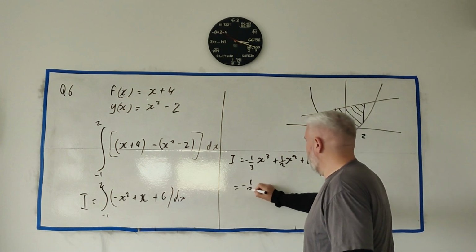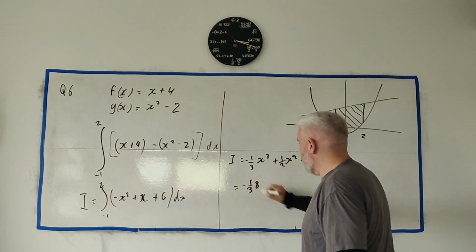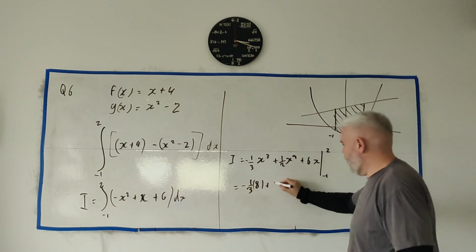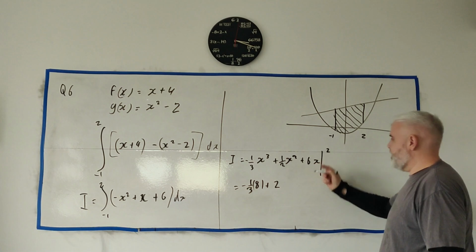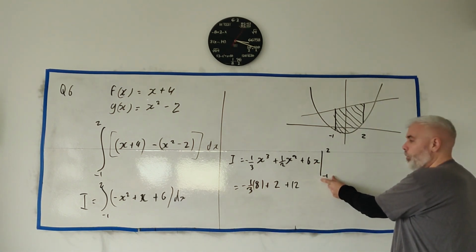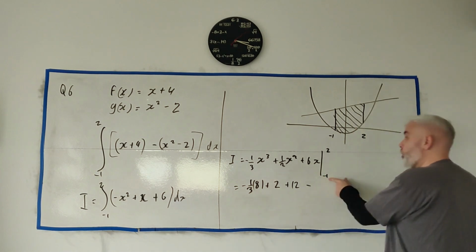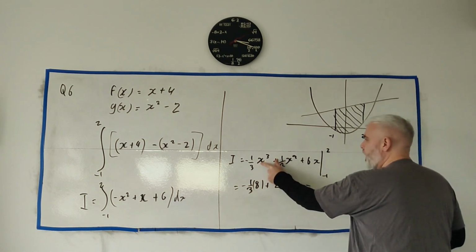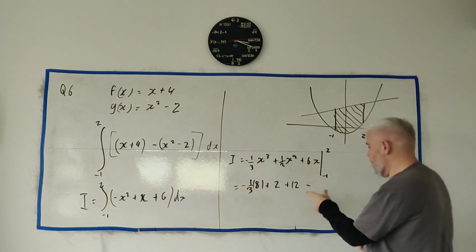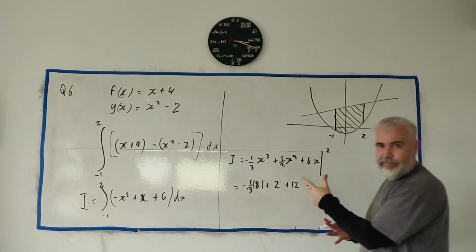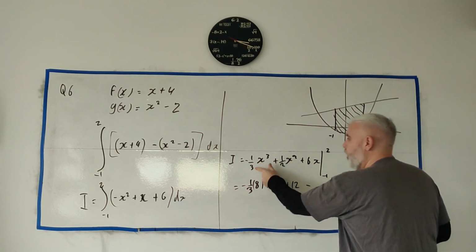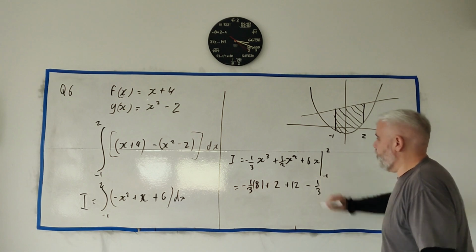We get -1 over 3 times 8, plus we'd get 4 over 2, that's just 2, and we get 6 times 2, that's just 12. And then we take away this number being put in. So we get minus, and we put in -1. So we get minus, minus, minus, times this minus, that's 4 minuses, including this minus, 5 minuses, we have a minus overall. So this is 1 over 3.